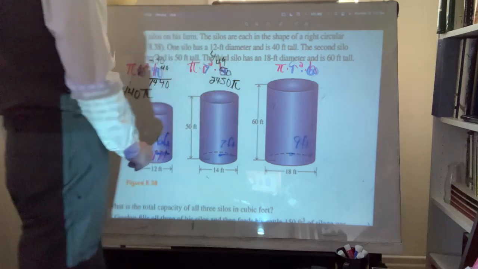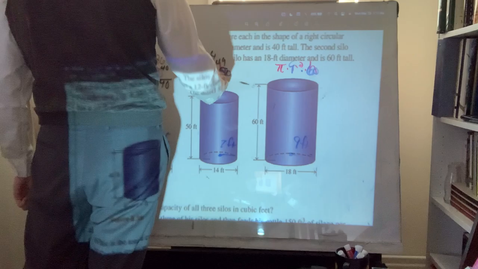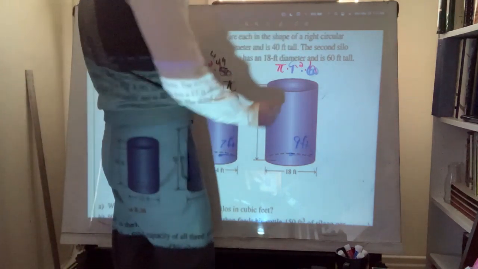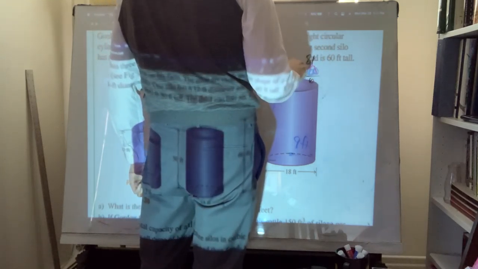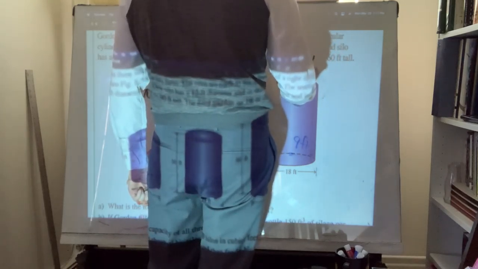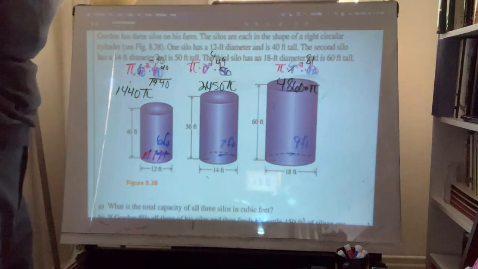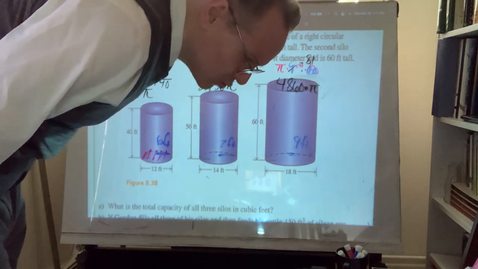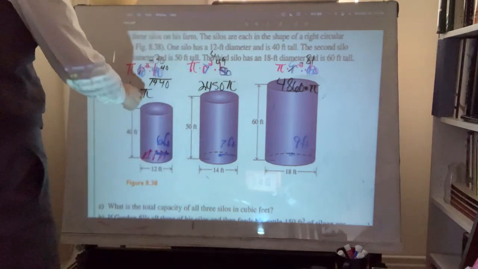2,450 with pi attached to it. I'll just make it a little bit more obvious by putting it over here. And then you have 9 squared is 81, 648. So this last one is 4,860, I believe, with a pi attached, but I'll get out of the way, I promise. All right, let me just verify. Yep. 1,440, 2,450, and 4,860.